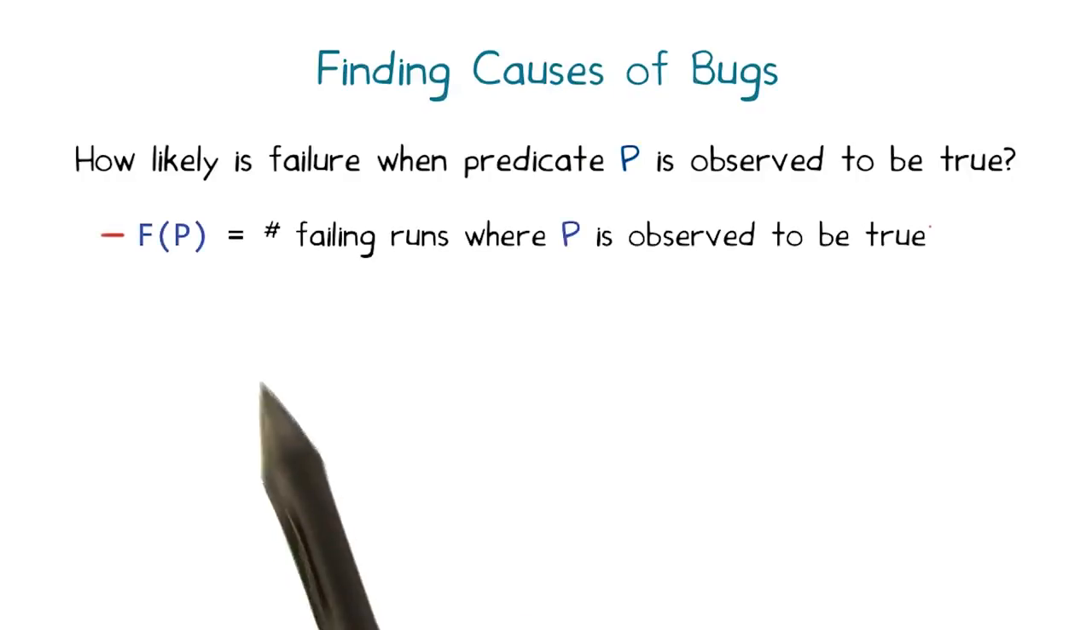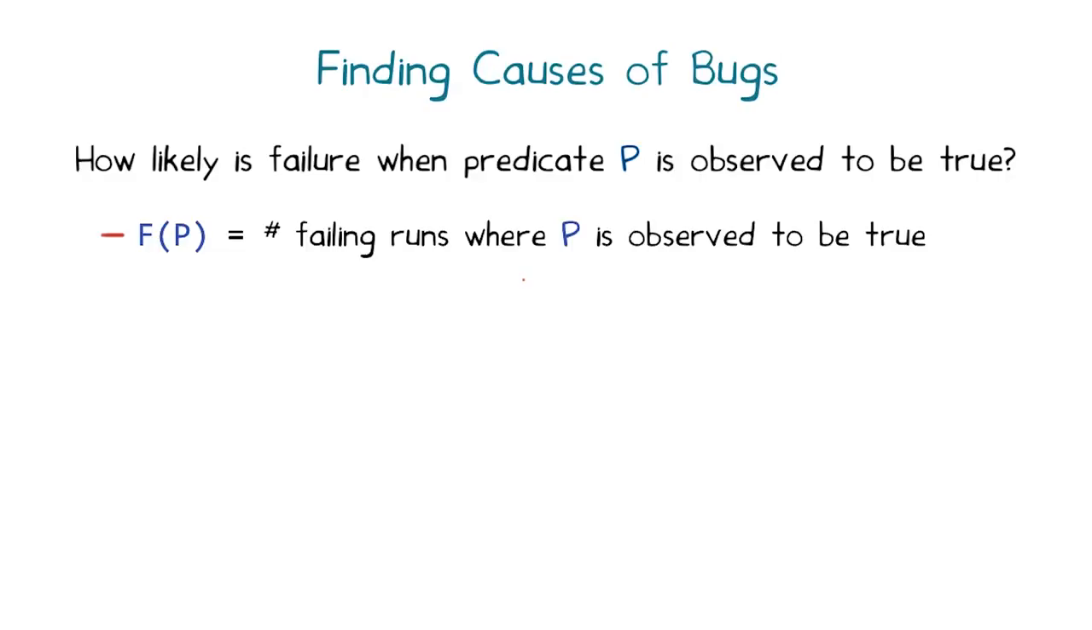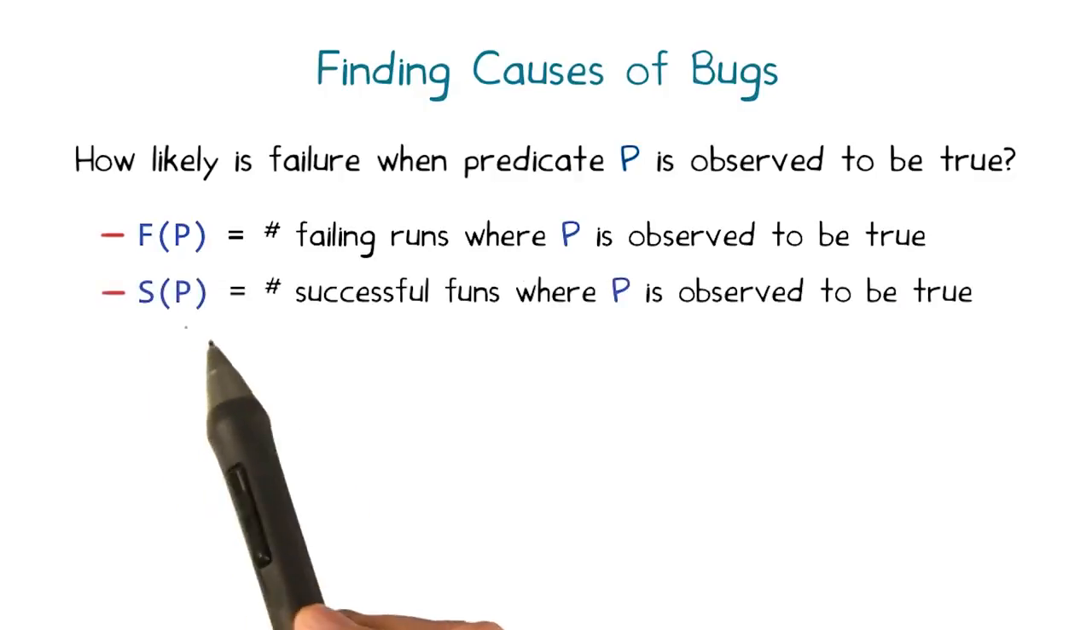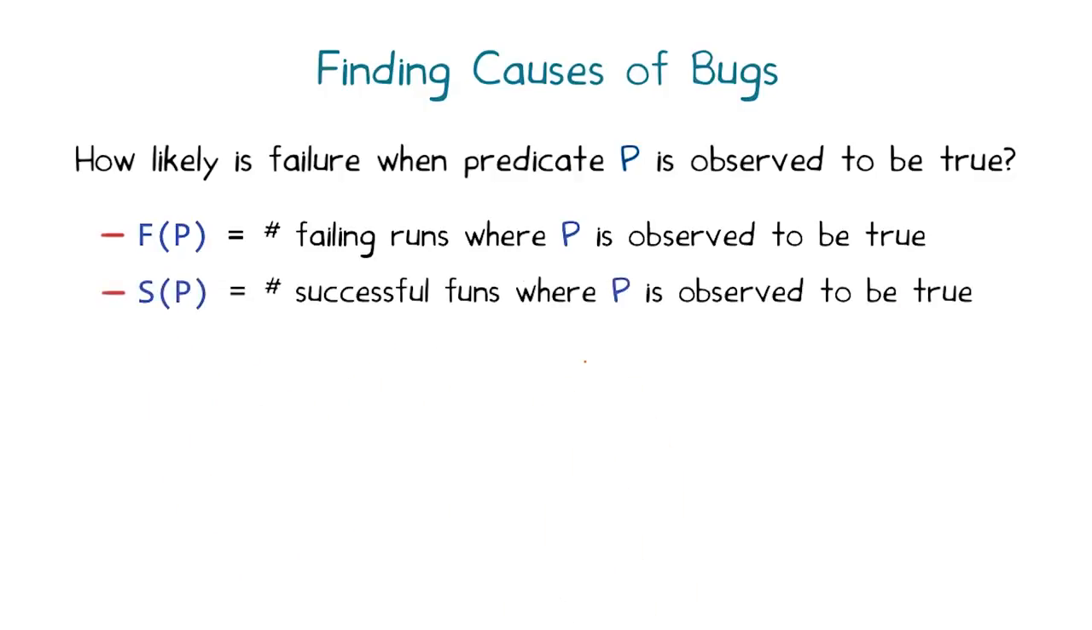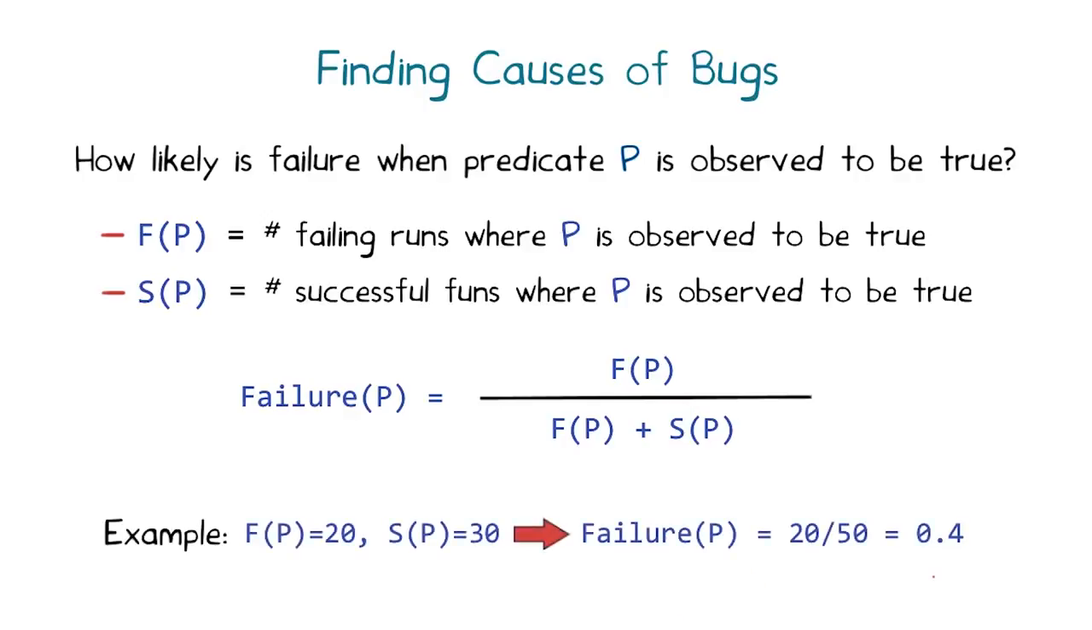Let F(P) be the number of failing runs in which P is observed to be true. That is, P has a state of 1 or star. And let S(P) be the number of successful runs in which P is observed to be true. Then, Failure(P) is the ratio of F(P) to the sum of F(P) and S(P). For example, if the predicate P were observed to be true in 20 failed runs and 30 successful runs, then Failure(P) would equal 20 divided by 50, which is 0.4.